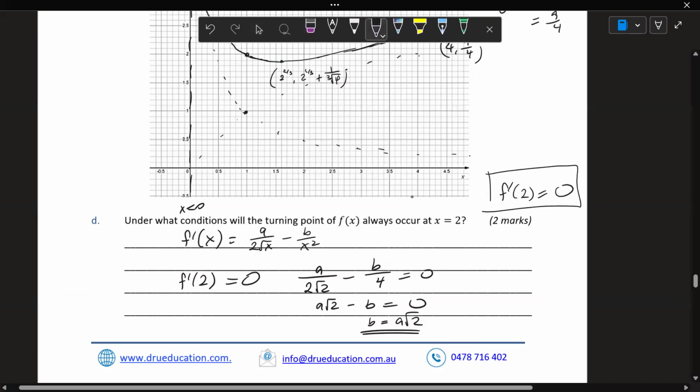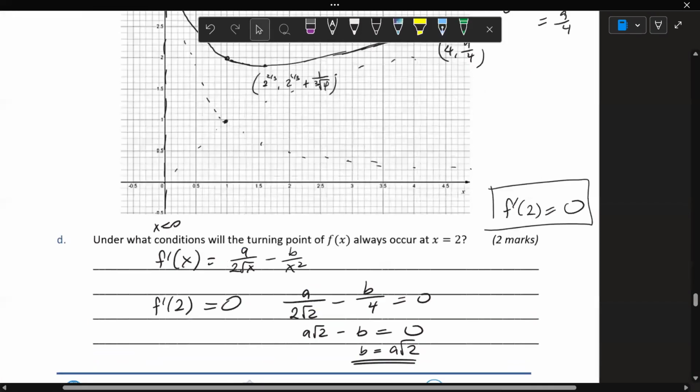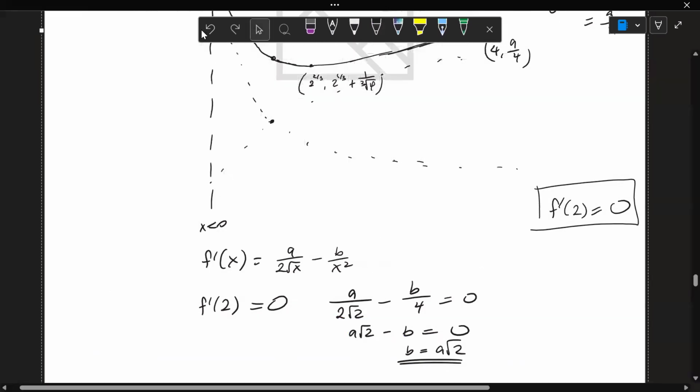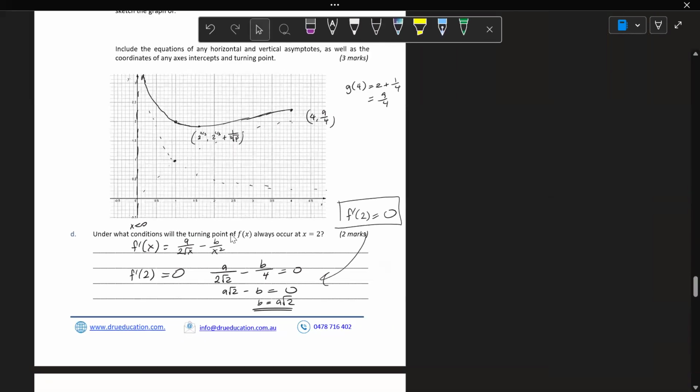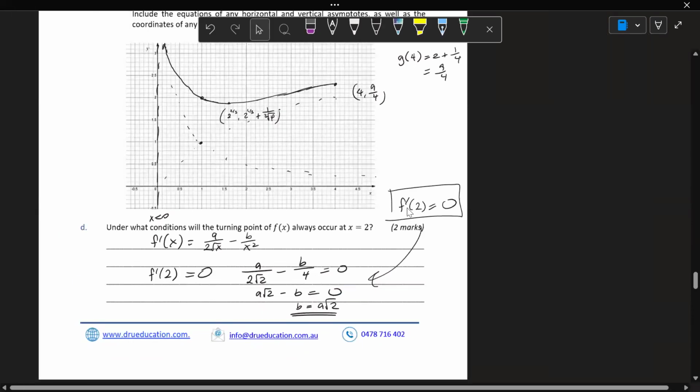Because you can't find the y coordinate. There's no condition for the y coordinate here. So this is the only condition that's possible. And that's how we come to this conclusion. This is a very vague question. I feel like there should be more to it, but that's literally all there is to this.